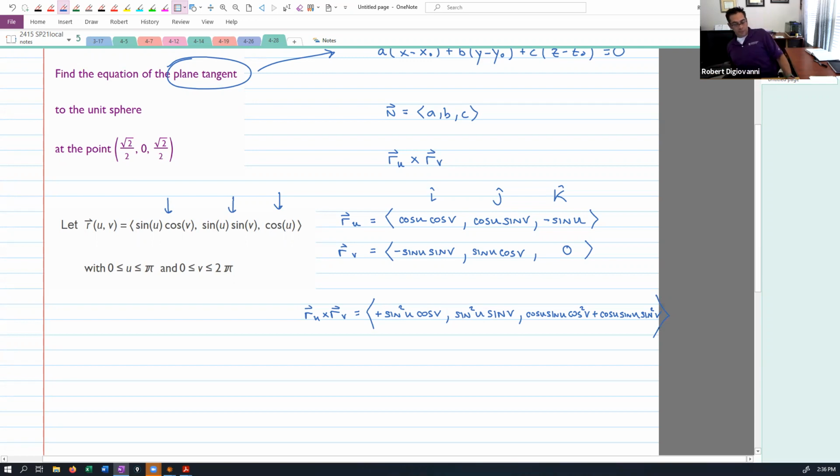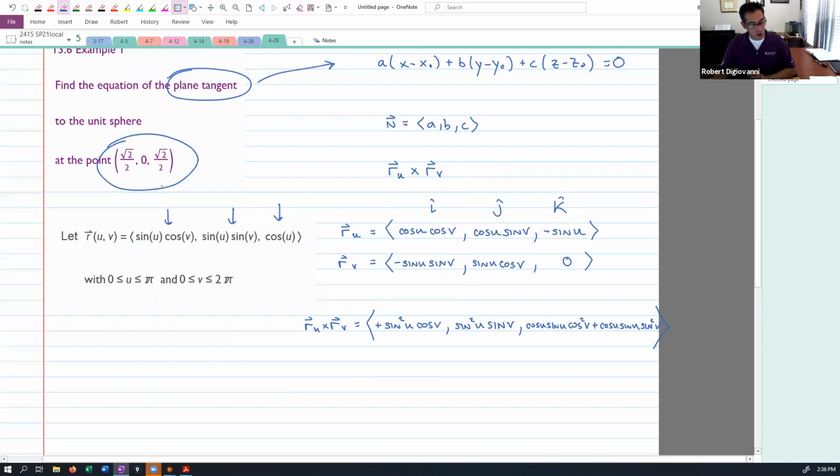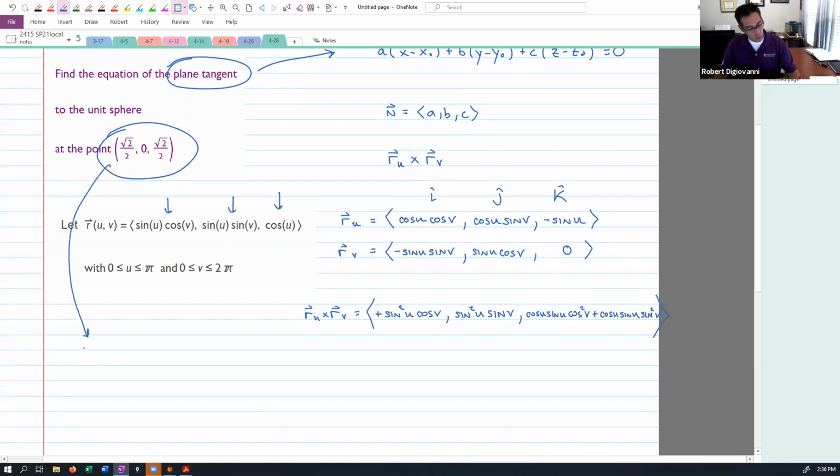Now, we need to figure out what the value of this cross product is, right? To figure out what A, B, and C are, we need to now go to the point that we're talking about. So let's look at our point. Here's our point, right? We have to figure out what U and what V give us this point. And then we can plug that in here, and that will give us our normal vector. So what U gives us this and what V.